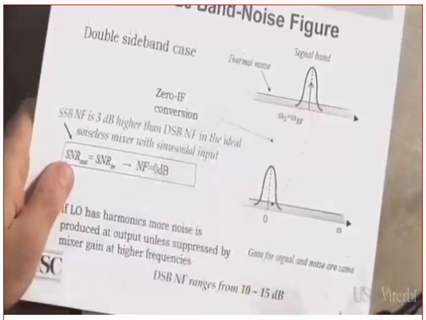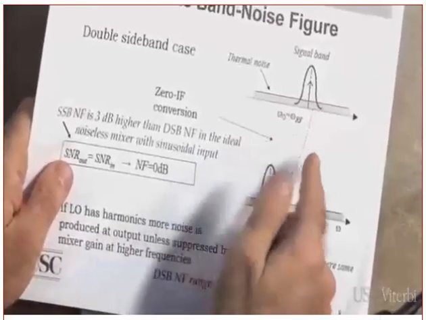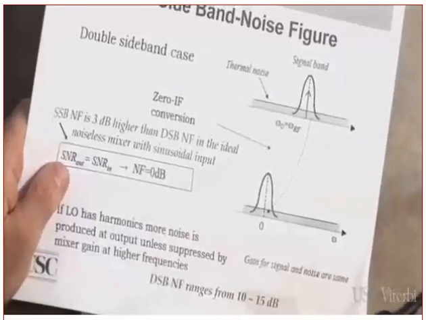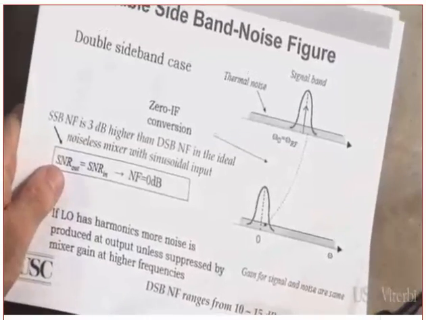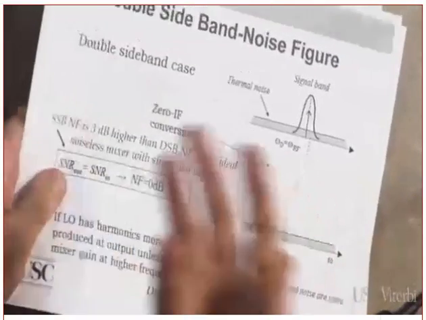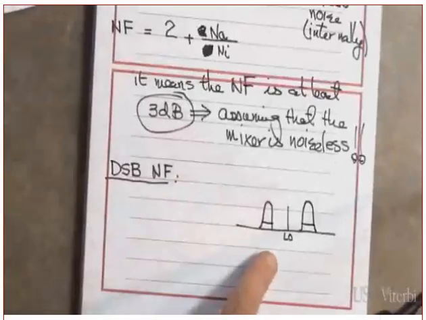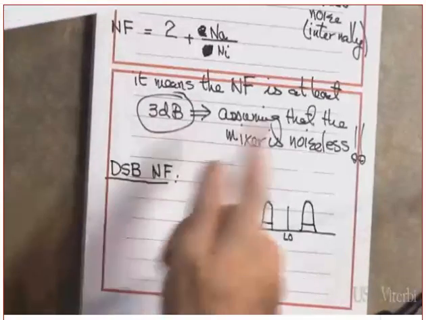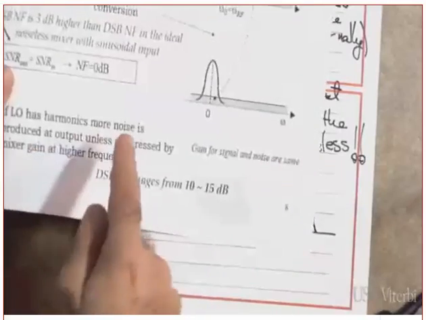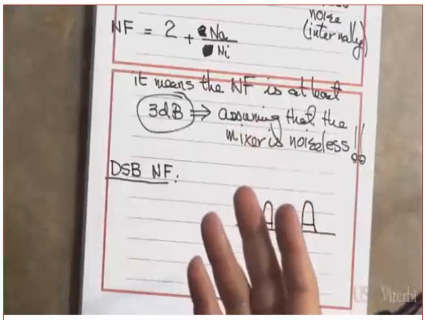In here, there is no image. Why? Because we are dealing with a homodyne receiver. In a homodyne receiver, the omega RF is the same as omega LO. Did you get my point or not? Is this the same as this one? No, it's not. But the signal to noise ratio, sorry, the noise figure will be the same. I will explain to you why that is.